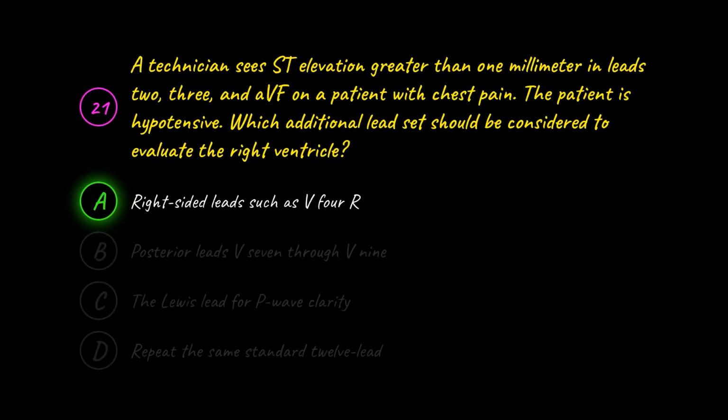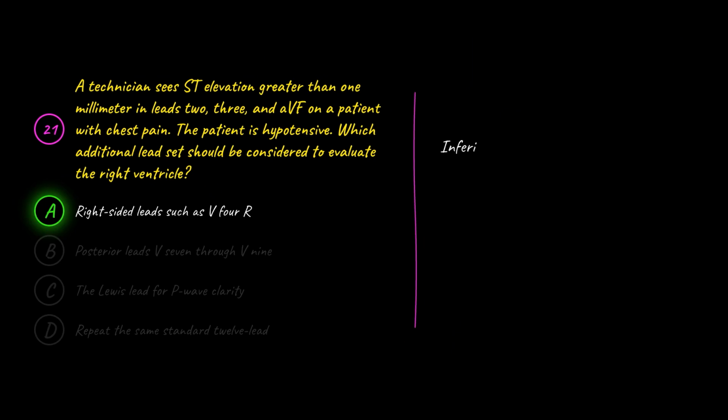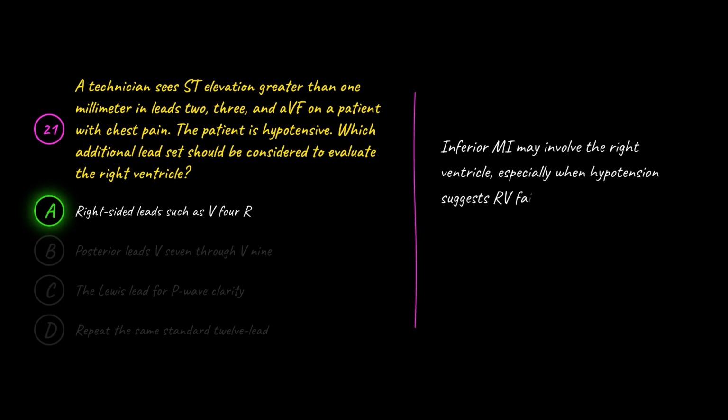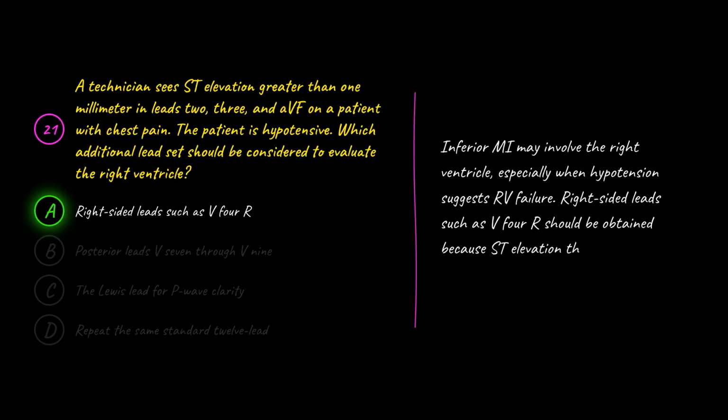The correct answer is A. Right-sided leads such as V4R. A is correct because inferior MI may involve the right ventricle, especially when hypotension suggests RV failure. Right-sided leads such as V4R should be obtained because ST elevation there is the key indicator of right ventricular infarction.